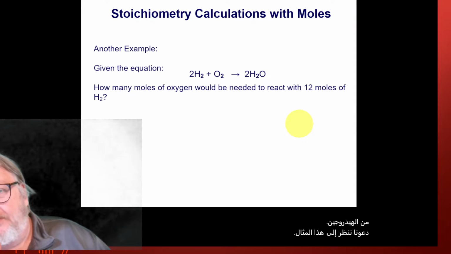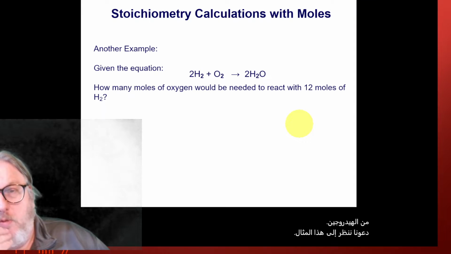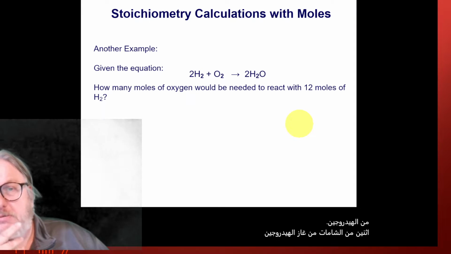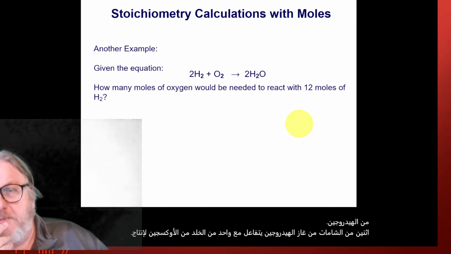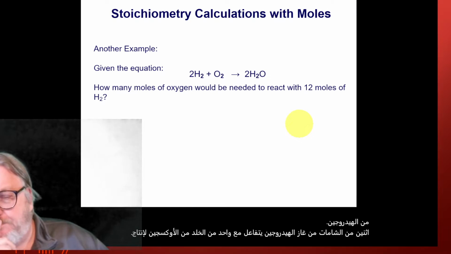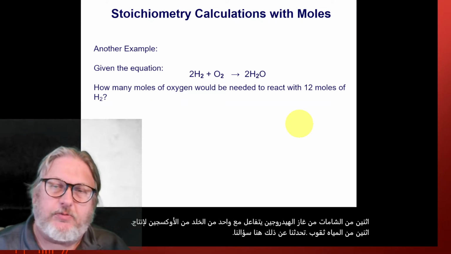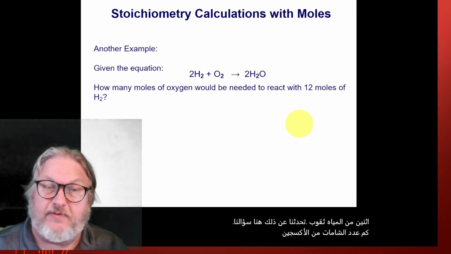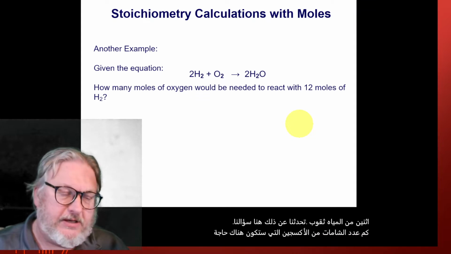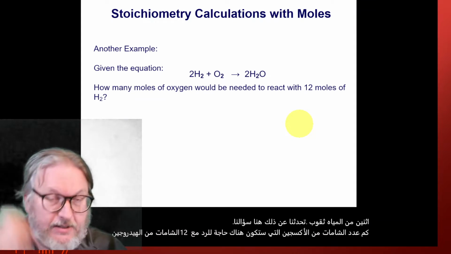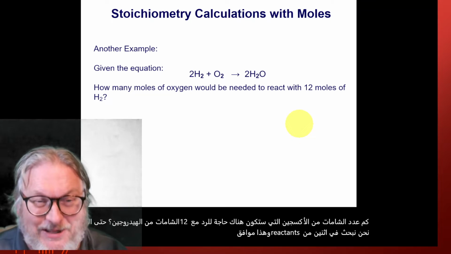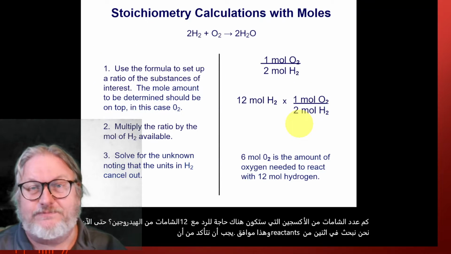2 moles of hydrogen gas reacts with 1 mole of oxygen to produce 2 moles of water. We talked about that. Here's our question: How many moles of oxygen would be needed to react with 12 moles of hydrogen? So now we're looking at 2 of the reactants, and that's okay. We have to make sure we have plenty of oxygen gas to do a reaction.